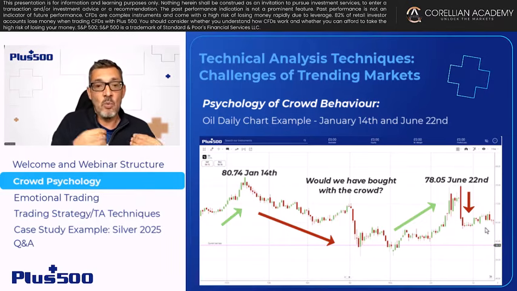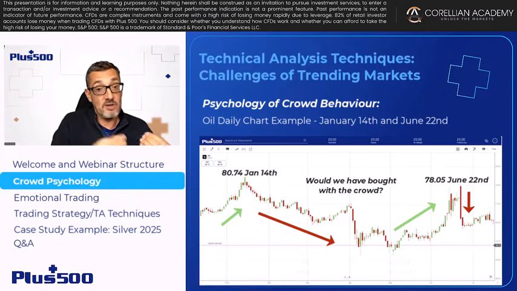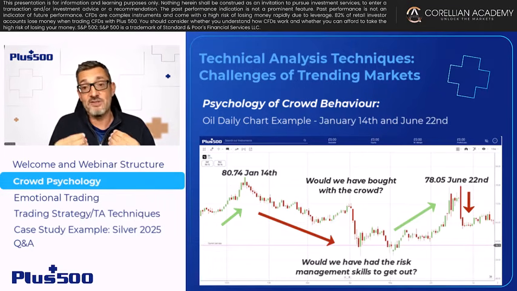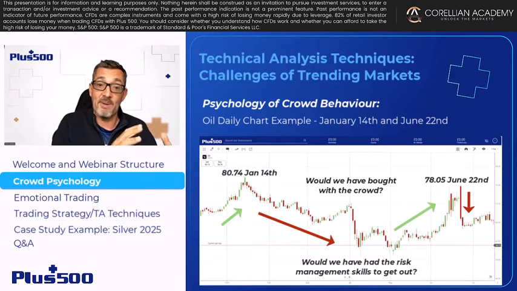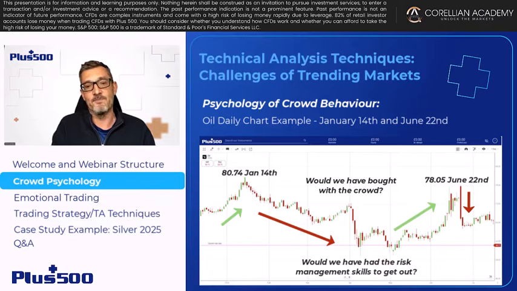In this situation, would we have been drawn into buying with the crowd? If we were sucked in, would we have had the risk management skills or stop losses in place to get out quickly and preserve our trading capital? These are tough situations to deal with for any trader.